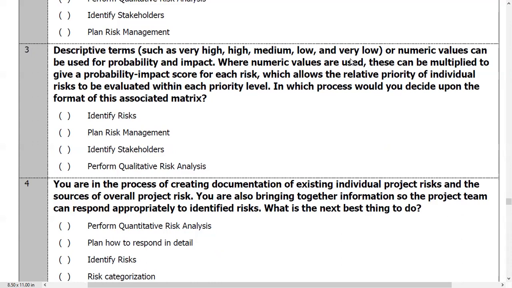So here we have identify risks, plan risk management, identify stakeholders, and perform qualitative risk analysis. So I'll give you a minute to think about it. If I'm too quick, hit the pause button before I share the answer.